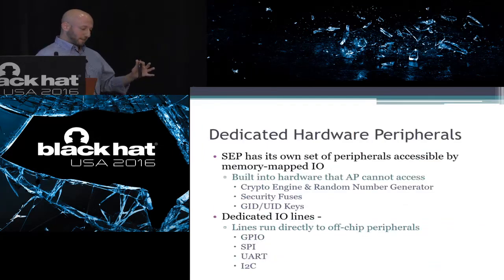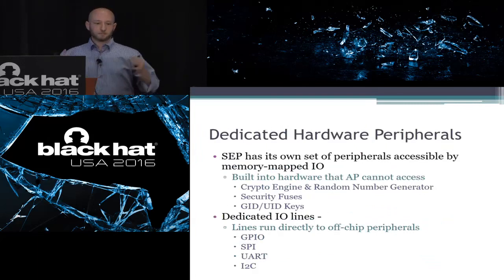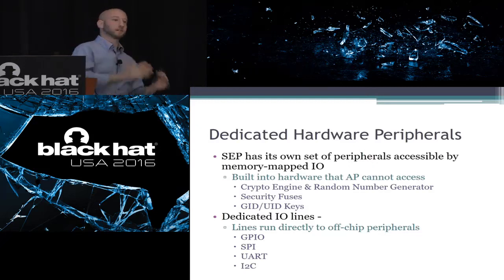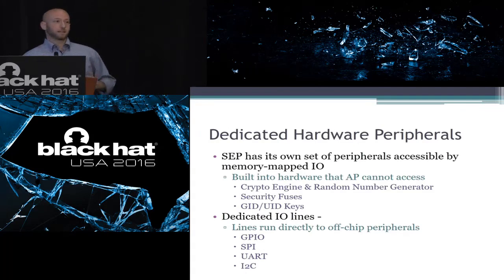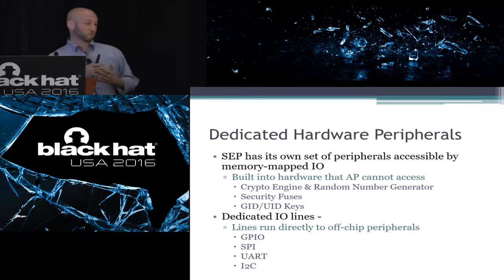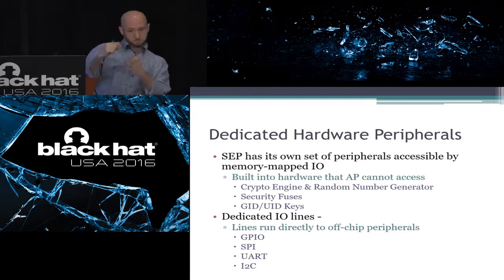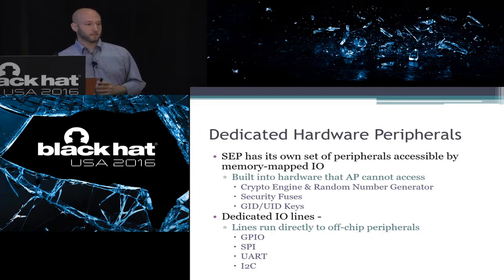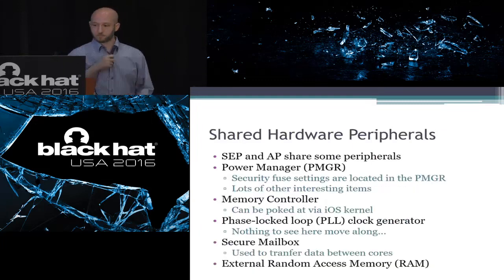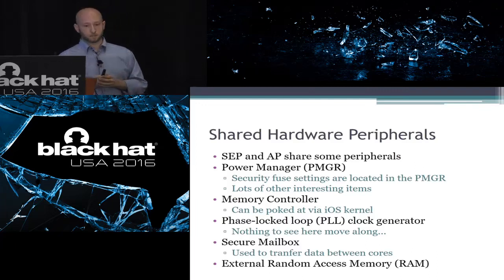So SEP itself has a bunch of dedicated portions. It has its own crypto engine, its own fusing, random number generator, and GID and UID keys. Those are completely separate from anything that's going on in the AP. It also has a bunch of dedicated I/O that runs from the SEP part of the SOC off to the rest of your iPhone board, so external peripherals can talk to it without going through the AP at all.